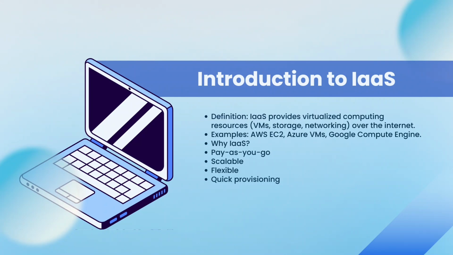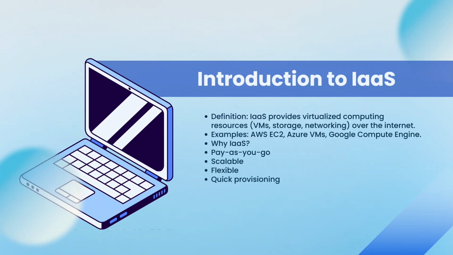The third key component is networking. Virtual networks, load balancers, and firewalls provided by the cloud vendor help in building a good infrastructure. They enable secure communication between virtual machines, apps, and users. Other services like monitoring, backup, disaster recovery, and security tools are offered alongside.